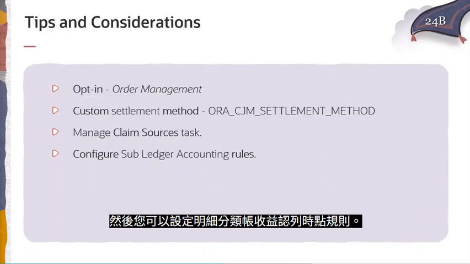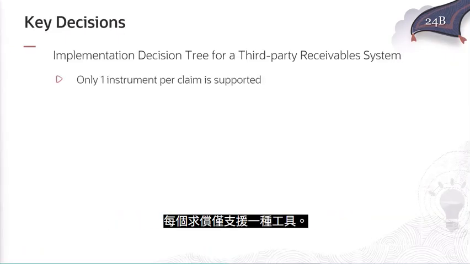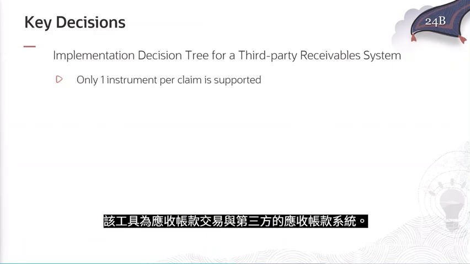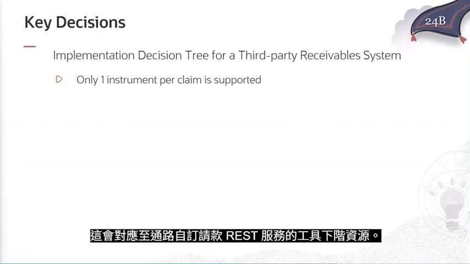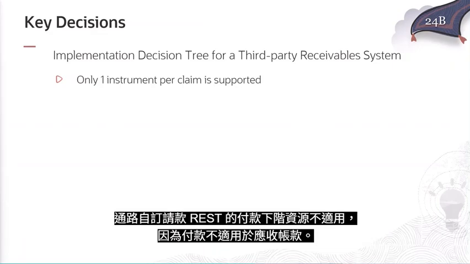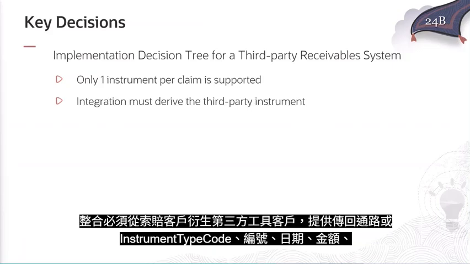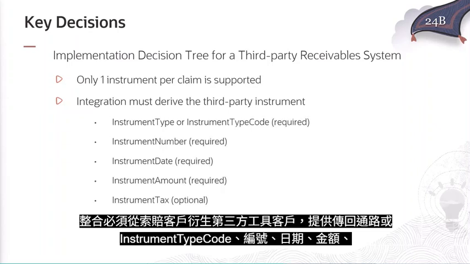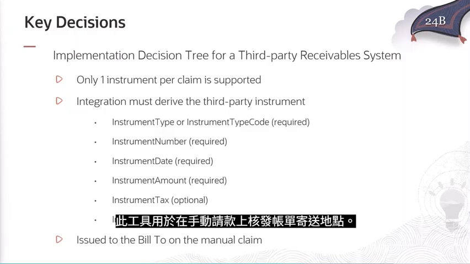Only one instrument per claim is supported. The instrument is an AR transaction in a third party's receivable system. This maps to an instrument child resource of the channel customer claims REST service. The payment child resource of the REST is not applicable because payments are not applicable in receivables. Integration must derive the third-party instrument customer from the claim customer. Details passed back to the channel are the instrument type, code, number, date, amount, tax information, and status. This instrument is used to issue the bill to on the manual claim.